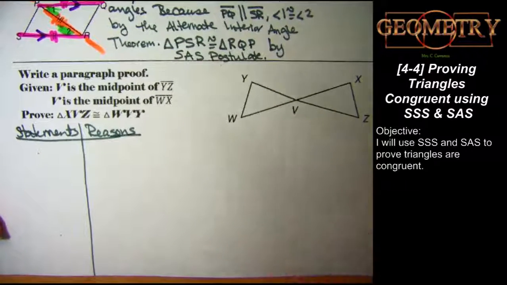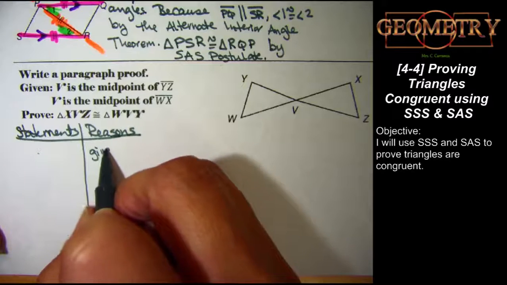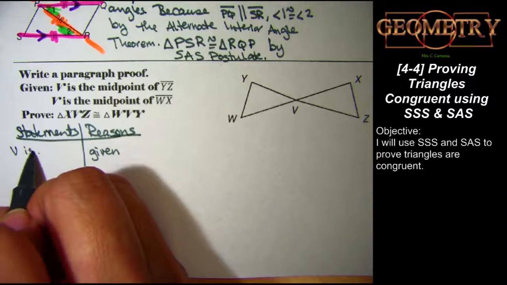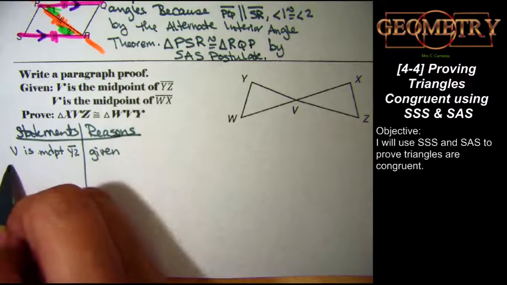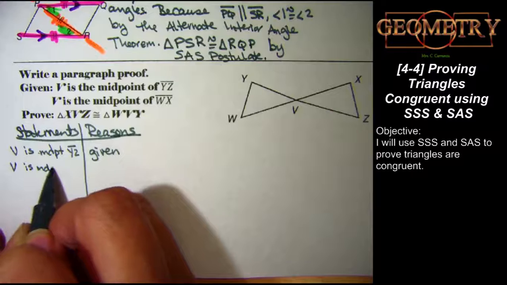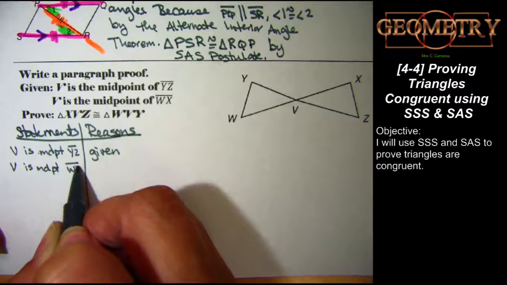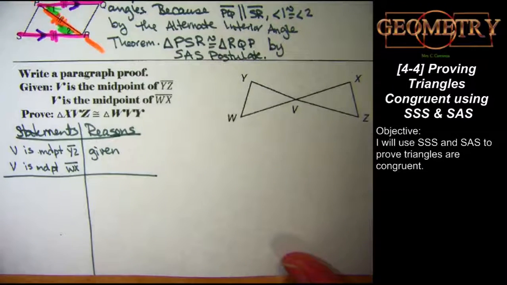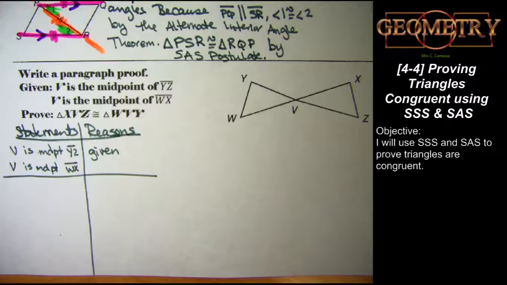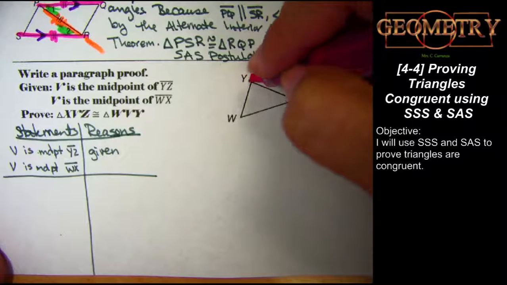The very first statement is going to be what's given. I'm just going to write what's given, and I'm totally going to abbreviate because of space, and because this isn't my final proof. I've been asked to write a paragraph proof, not a two column. I'm using a two column to get me there. So this is like a rough draft. As long as I know what I'm talking about, it doesn't matter how you write it. That's all we've been given. I have this picture, and I'm told that V is the midpoint for YZ.